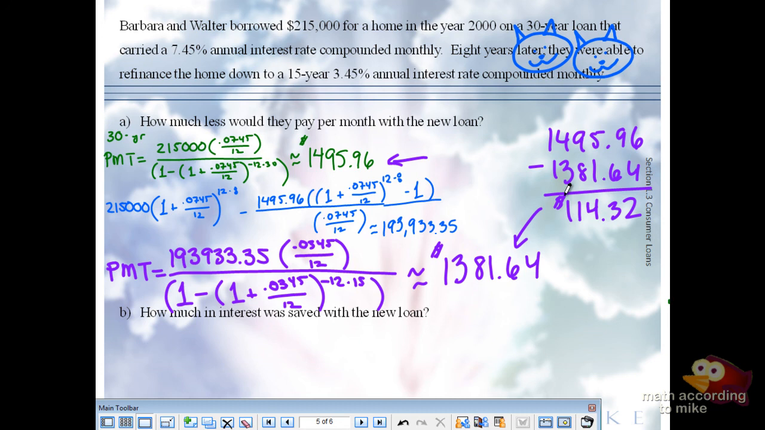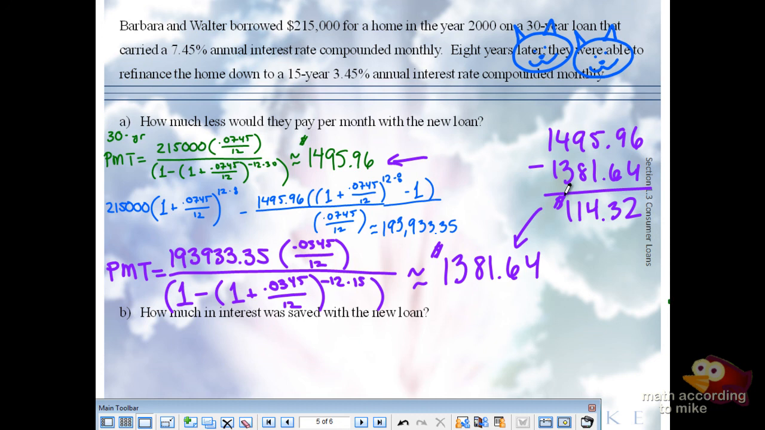Terrible. Now, if Barbara and Walter were smart, and we're not going to do this, what should they do with that 114.32? They can put it in savings, or they can say, I'm used to paying the $1495.96, I'm going to put it on the principal. They'll knock down the amount of years. Now, we're not going to do that because that involves logarithms, because you have to solve for the t. And could you imagine taking this formula and solving for this guy here? Yeah, we're not doing that.